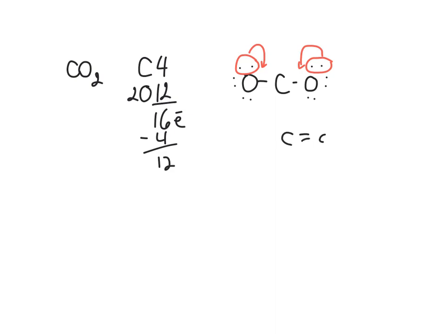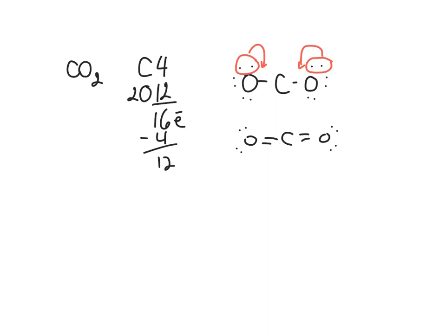So, here we go. 2, 4, 6, 8, 10, 12, 14, 16. 16 used, 8, 8, and 8. Everybody's happy. Their octet has been satisfied. Now, let's do an unusual one.